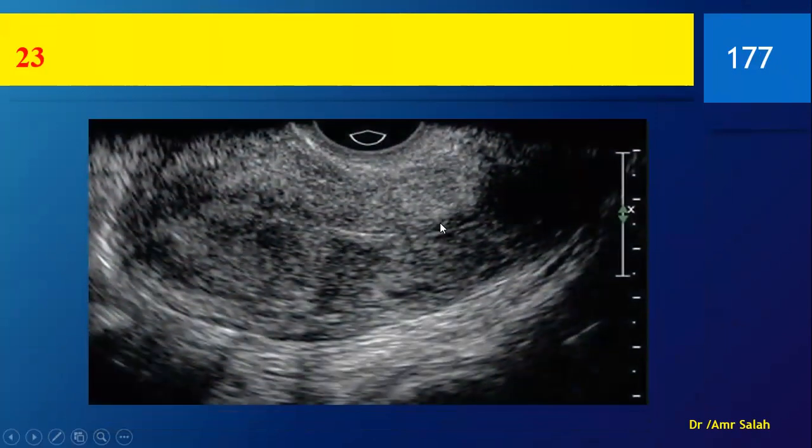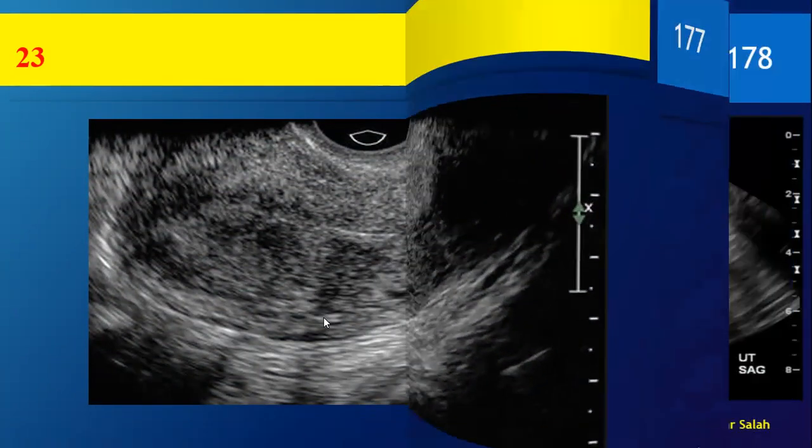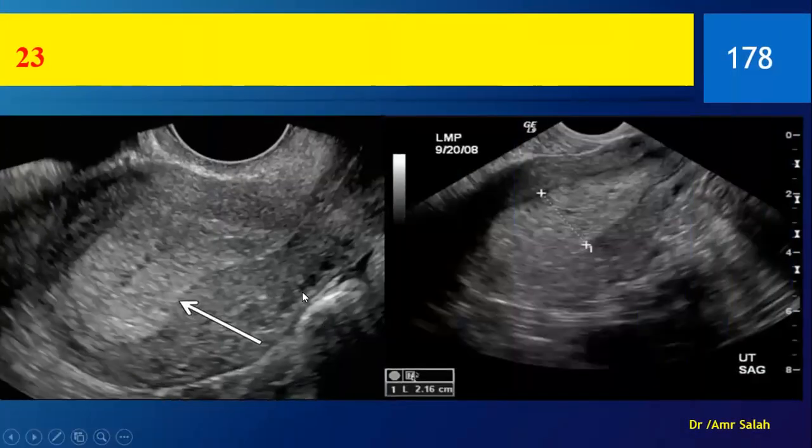What about this? The uterus here looks coarse and heterogeneous. You cannot discriminate endometrium from myometrium. This is an adenomyosis. Bravo.